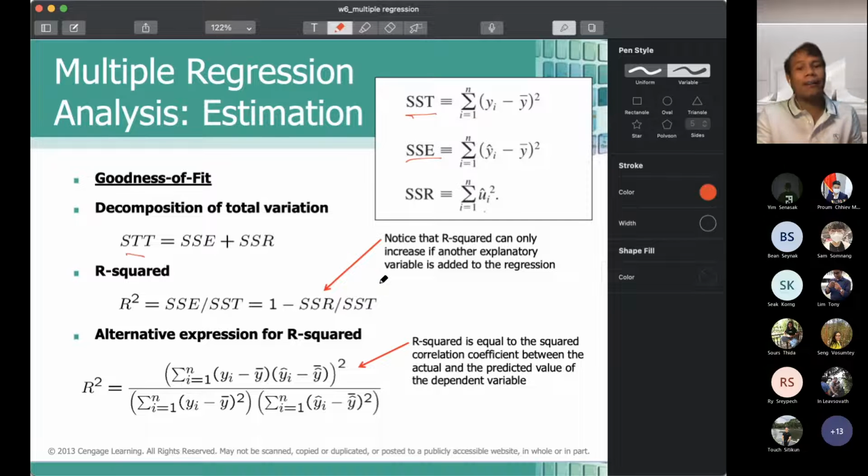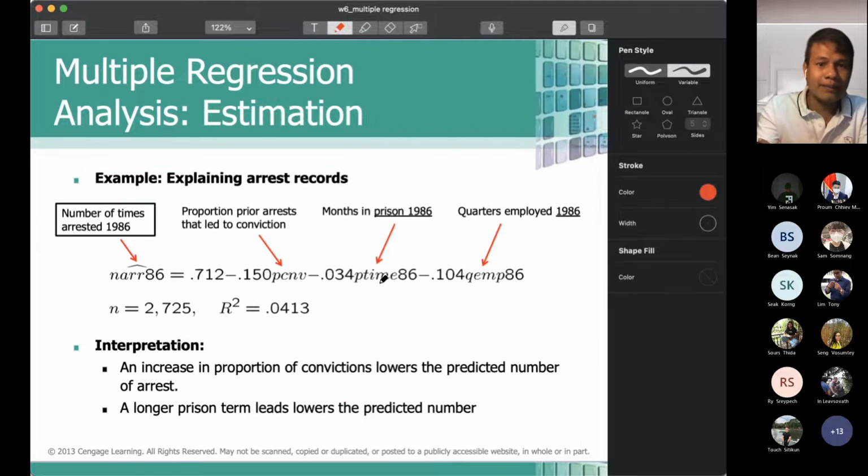And you also know the interpretation of R square. Let me move next. Then let's try to interpret here the first multiple linear regressions.